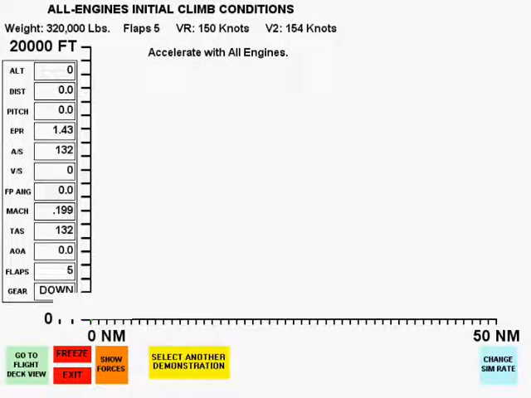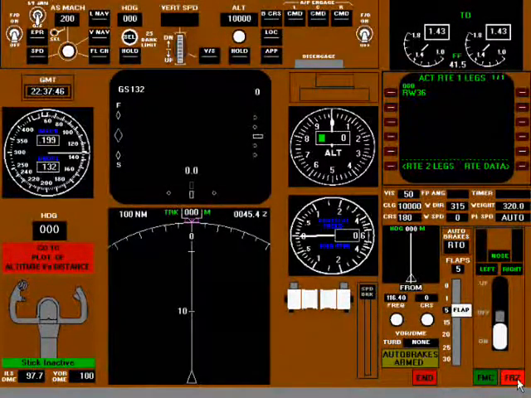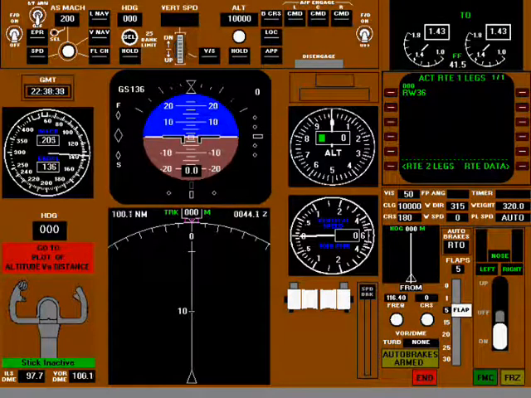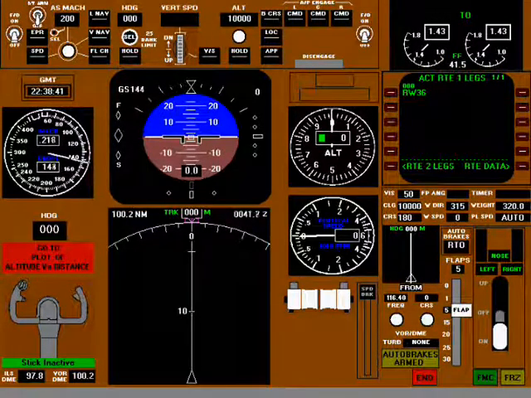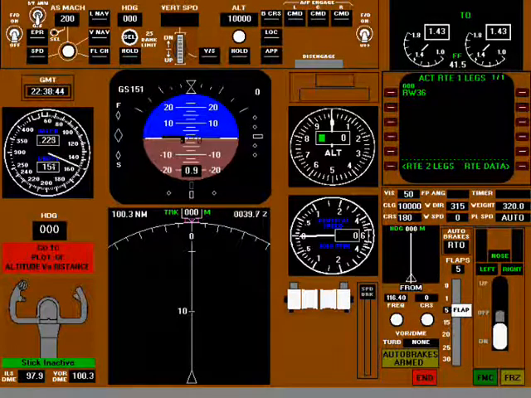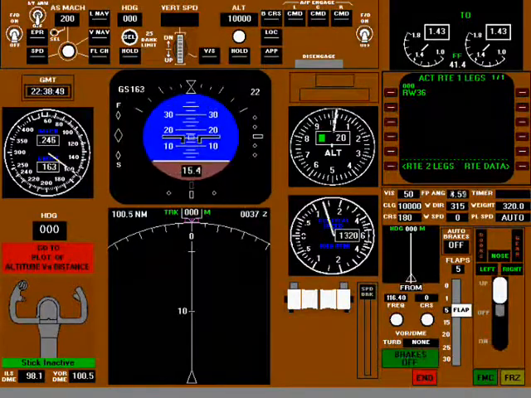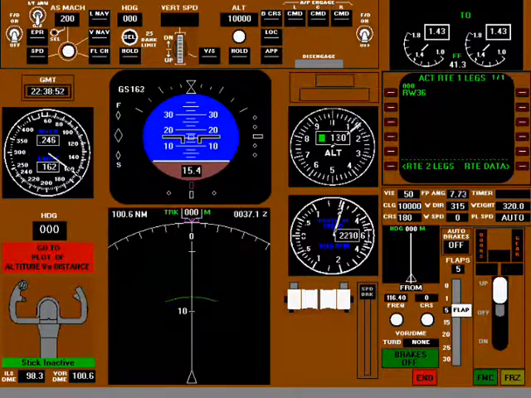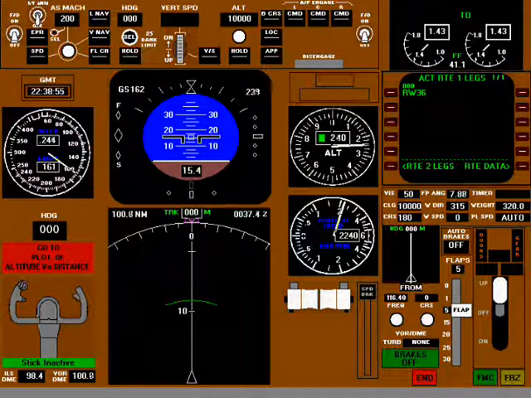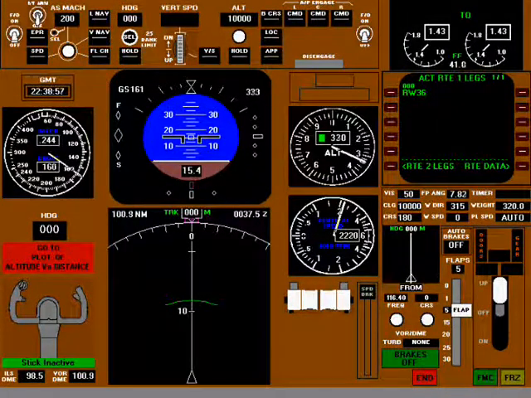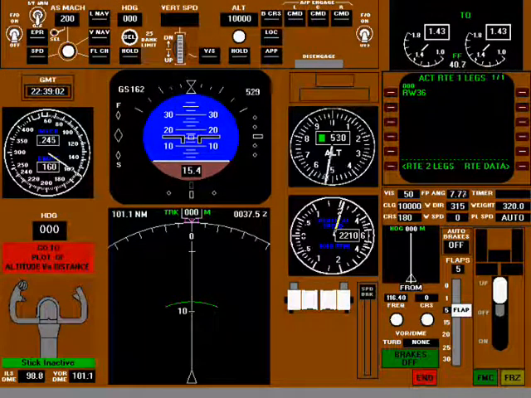First, let's look at an all-engines climb with no configuration changes. We'll look at the flight deck view to begin. Rotation speed is 150 knots. Rotate to initial climb attitude and raise the gear after positive climb is established. After the gear is up and the gear doors are closed, the climb speed will stabilize at 161 knots and the climb will continue in this configuration.